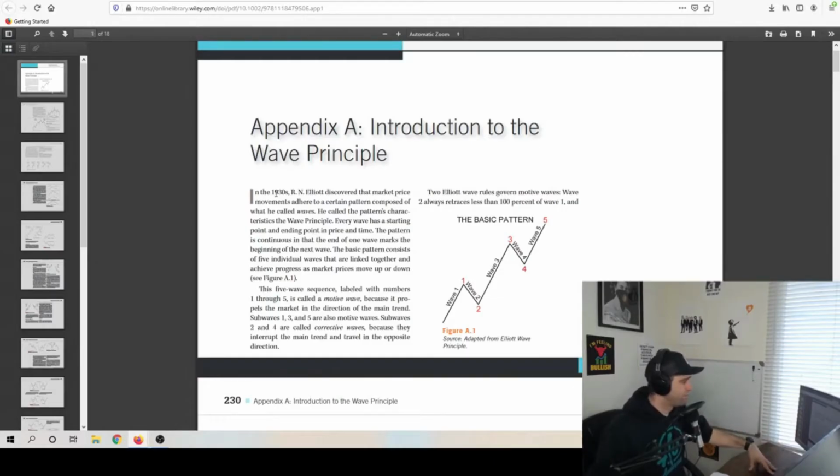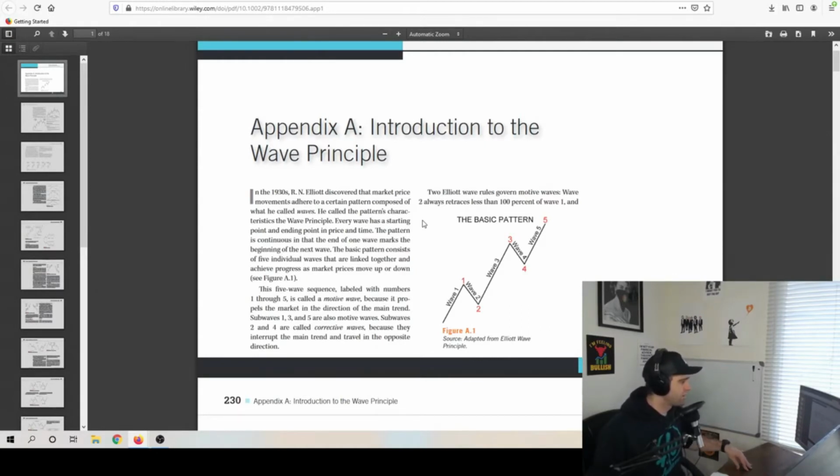Introduction to the wave principle. In the 1930s, R.N. Elliott discovered the market price movements adhere to a certain pattern composed of what he called waves. He called the pattern's characteristics the wave principle. Every wave has a starting point and ending point in price and time. The pattern is continuous in that the end of one wave marks the beginning of the next wave.